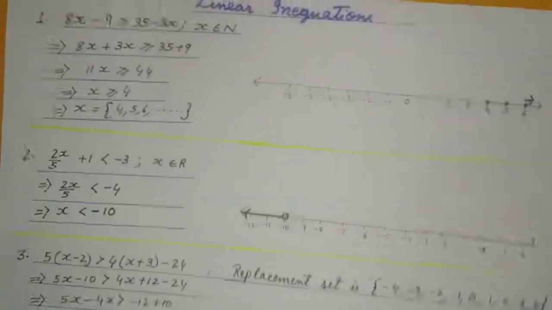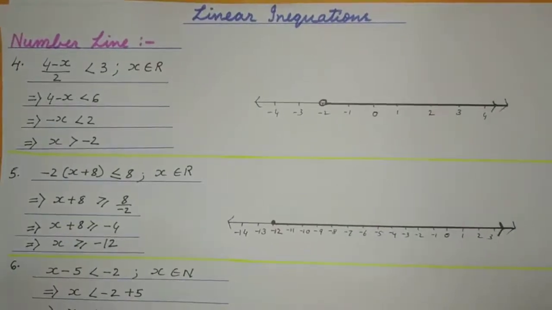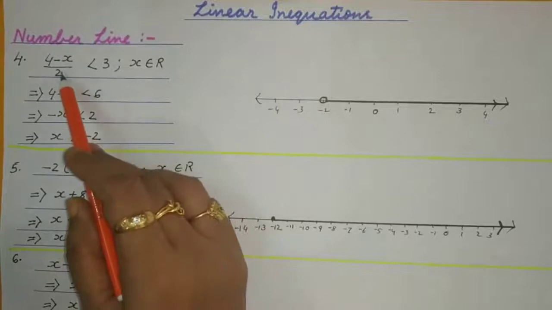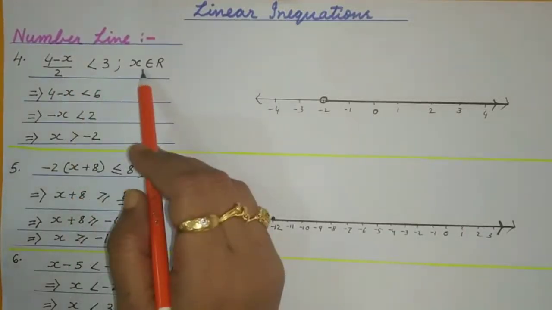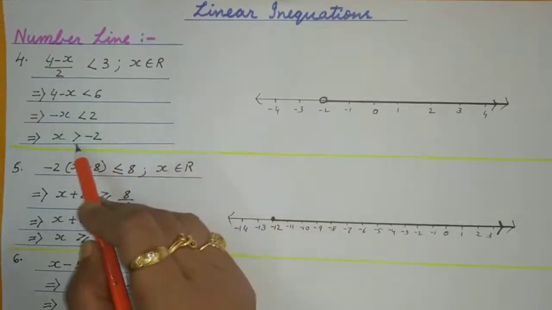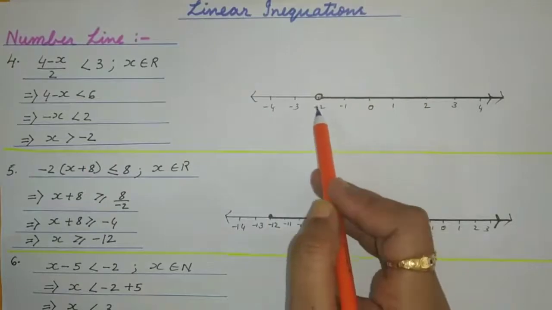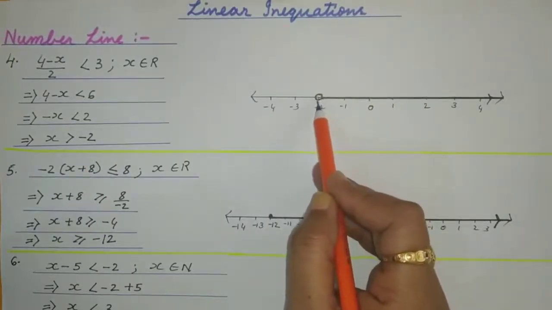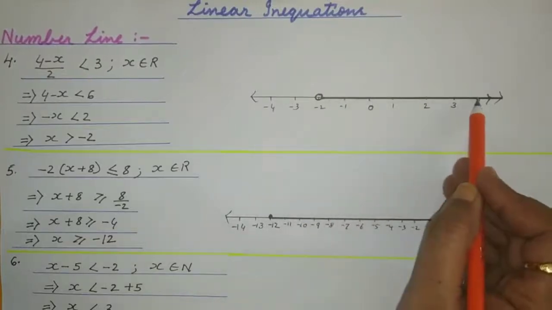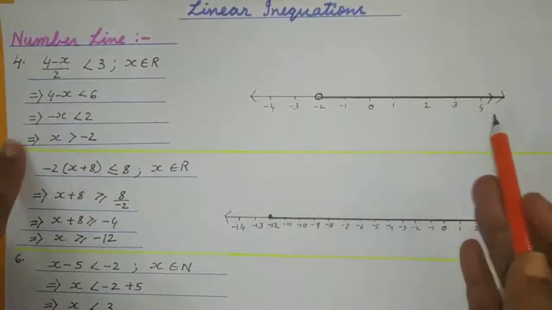Then one more set I have made ready for you, and the fourth question is inequation, solution set, replacement set. When we solve, we get x greater than minus 2. So the representation is at minus 2, a circle which is not darkened, a dark straight line, and the arrow also darkened to show that it will go towards the right hand side endlessly.